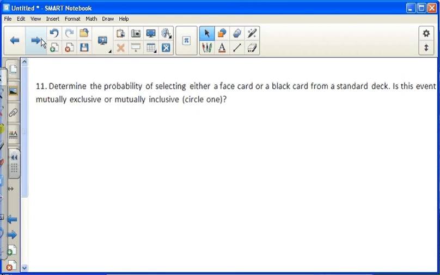So if you think about a deck of cards, you have to say, is it possible to be a face card and a black card? Of course. So these can happen at the same time, which means they are mutually inclusive.